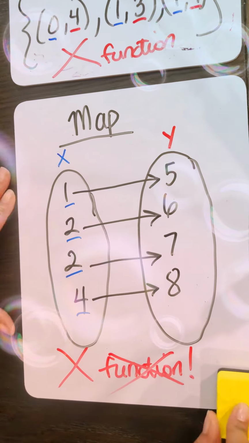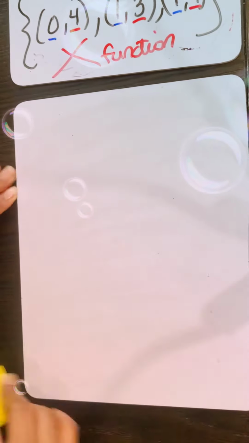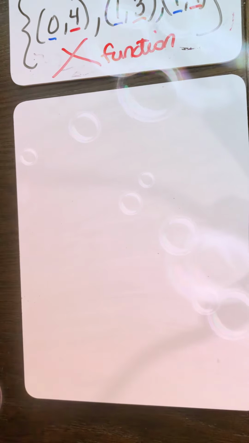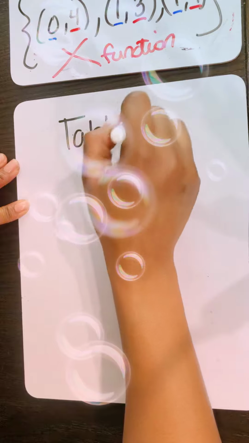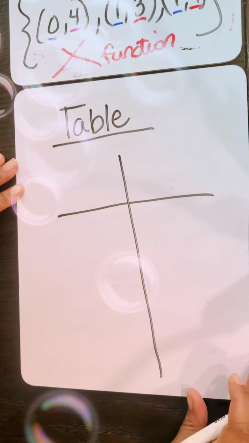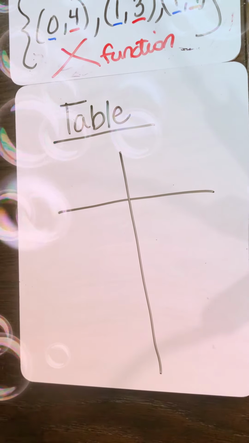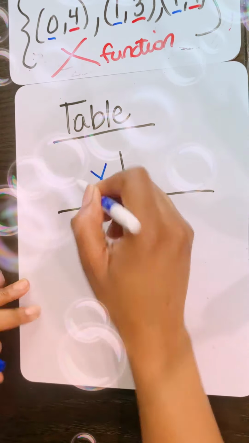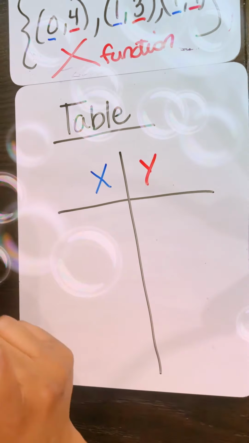The third we said was a table. Tables and maps are very similar in that the inputs and the outputs are separated. So this is a table. A table looks like this. You have probably done them when you're graphing. With tables, you've got your X's, your inputs, on one side, and your outputs, or your Y's, on the other.